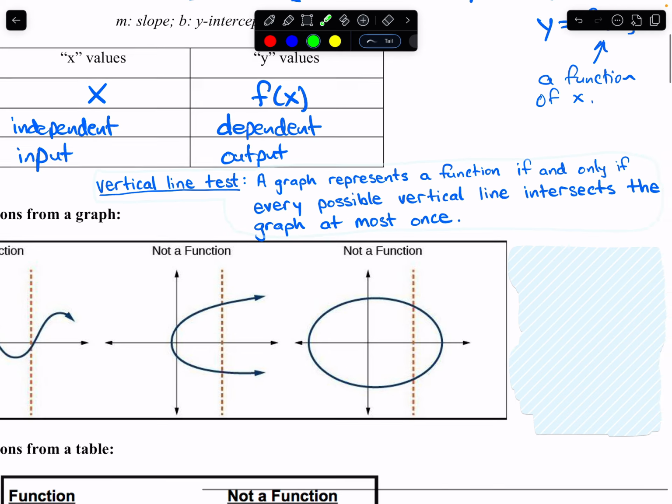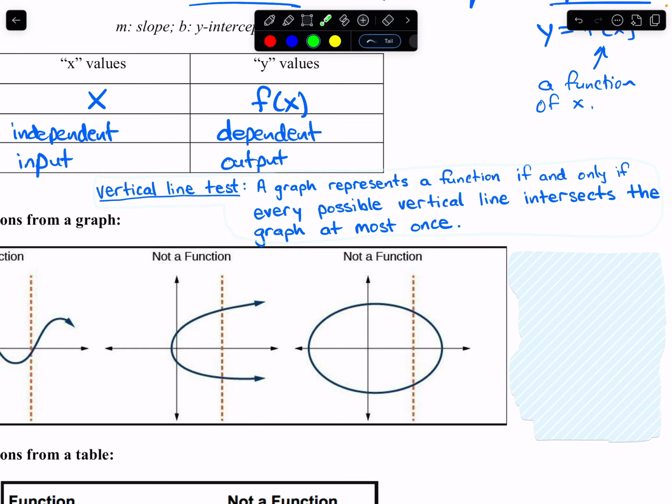Let's zoom in a little bit so you can copy this into your notes. The vertical line test is stated as follows. A graph represents a function if and only if every possible vertical line intersects the graph at most once.